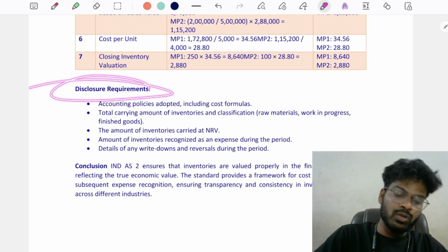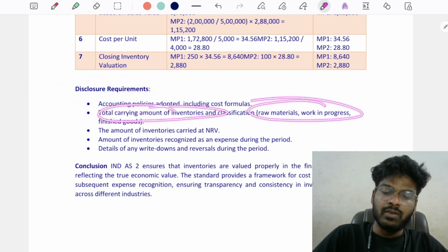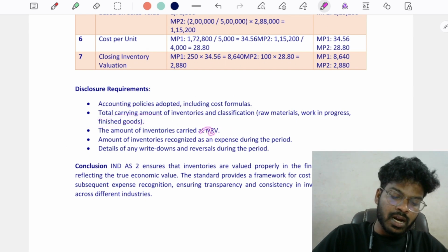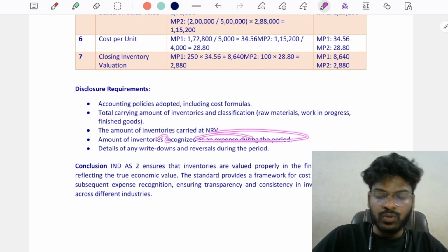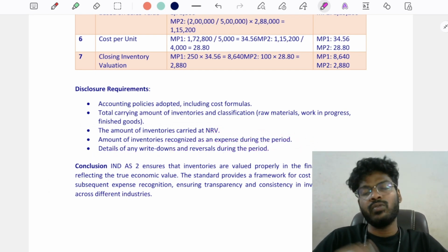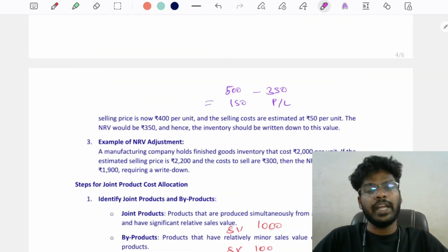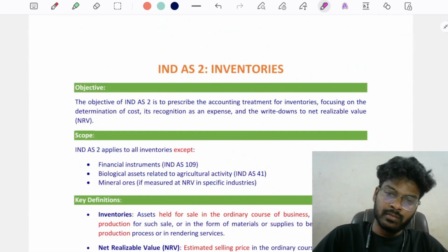That's it. What are the disclosure requirements? Accounting policies adopted and the carrying amount of inventory, that is raw material, work in progress, and finished goods. And the value of inventory carried at NRV. Amount recognized during the year in profit and loss account as expenses. And the details of write down and reversal during the period. That's it. Ind AS 2 is done and dusted.